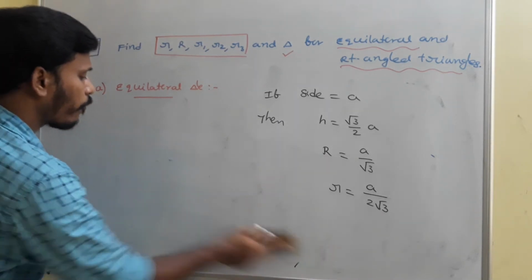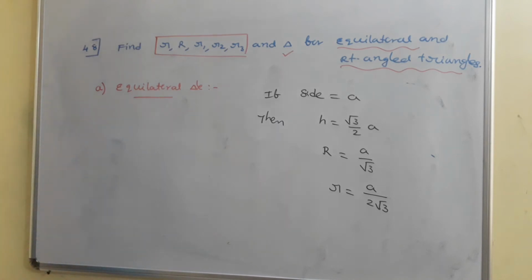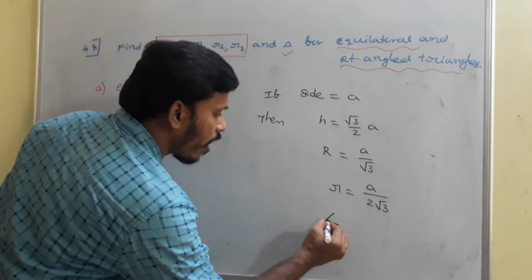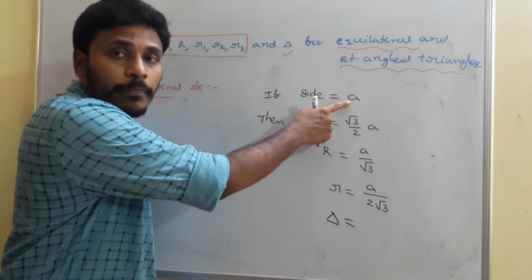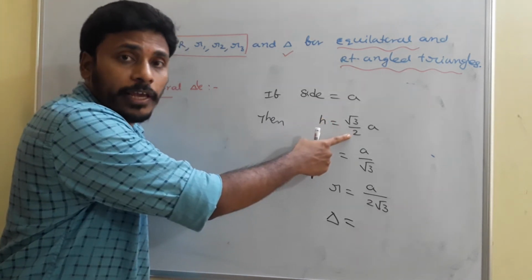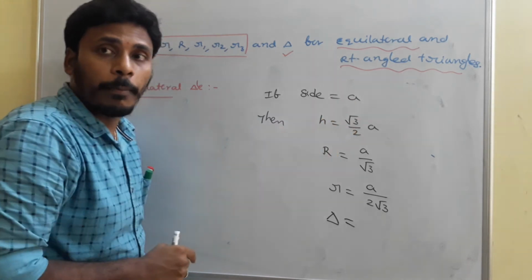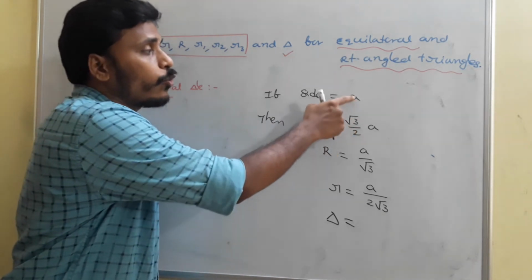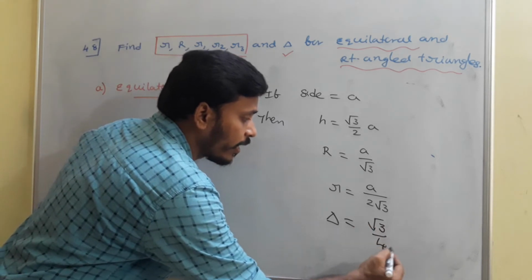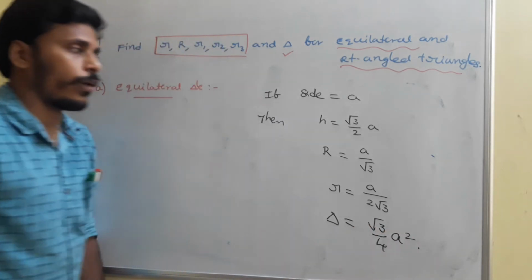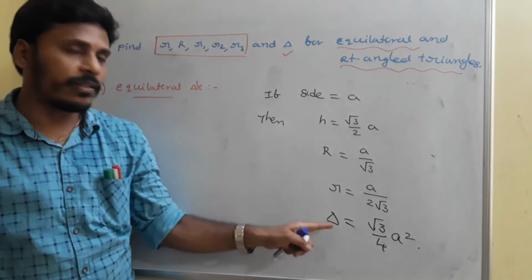Delta is half base into height. Just think about it. Delta is what? Half base into height. Half base is side length a, height is root 3 by 2 a, multiply these two. Root 3 by 2 a into a is root 3 by 2 a square, and if you multiply by half, area is root 3 by 4 a square. Height, radius, and then delta.